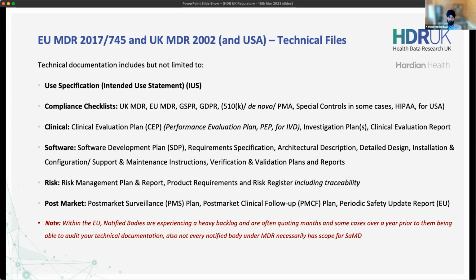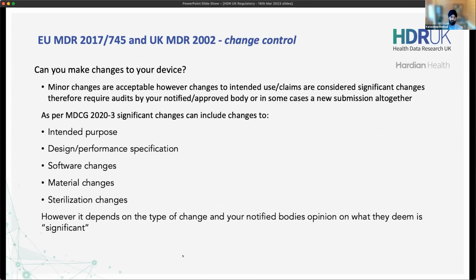And again, what I put at the bottom as well, please remember, like I said, when I said put hands up, notified bodies are experiencing heavy backlogs. So if you are intending to release a medical device in the next year or two, that conversation really needs to start today with these notified bodies. Next slide, please, Mike.